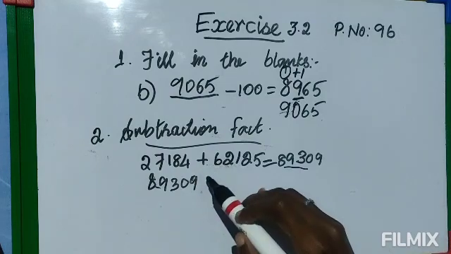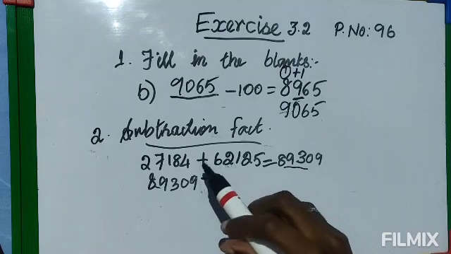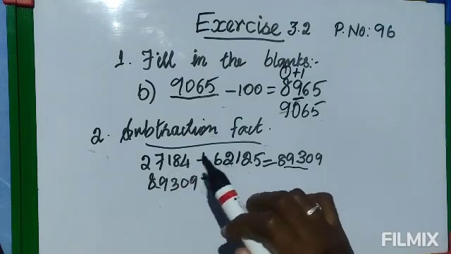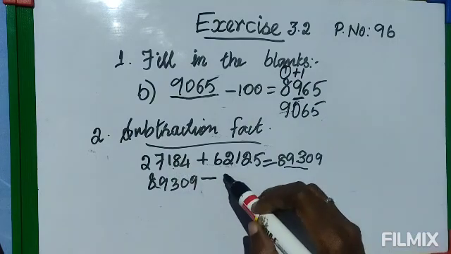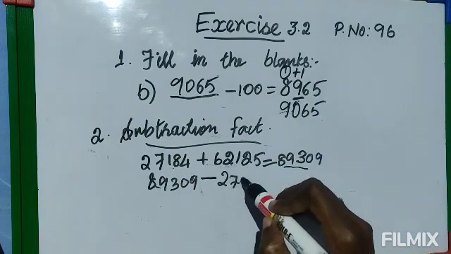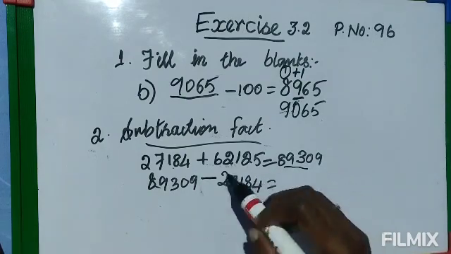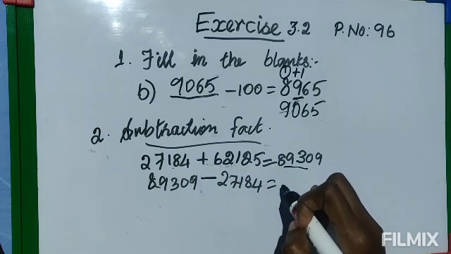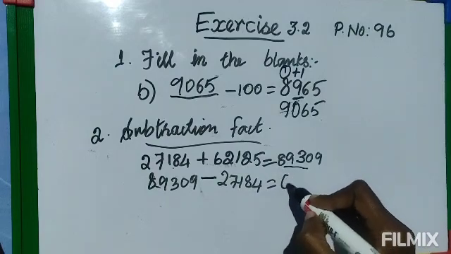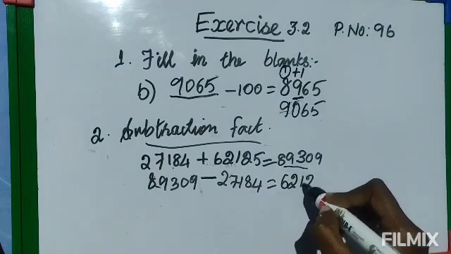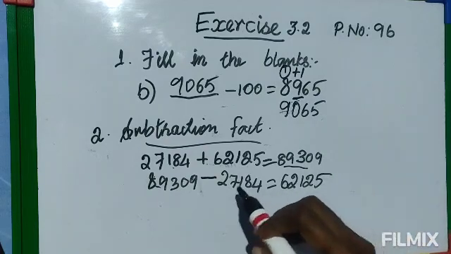That was the addition fact, so plus is given there. Now this is the subtraction fact, so you will write the minus. Then in the remaining 2 numbers, any one you can write. Let's write the first one here, 27,184. Again put the equal sign, and the number which is left, you write after the equal sign. The number left is 62,125. So after the equal sign, let's write 62,125.